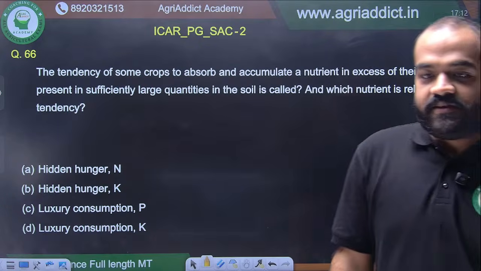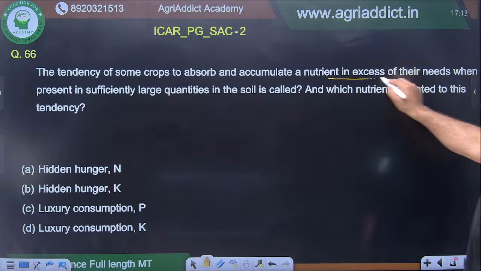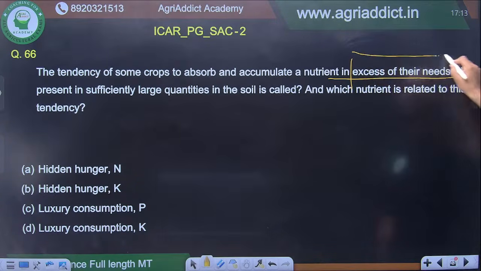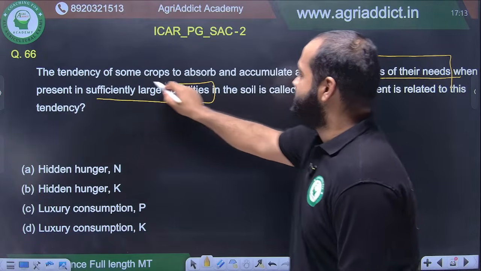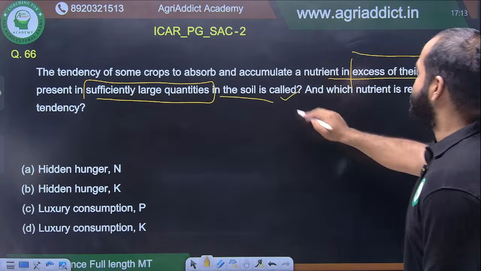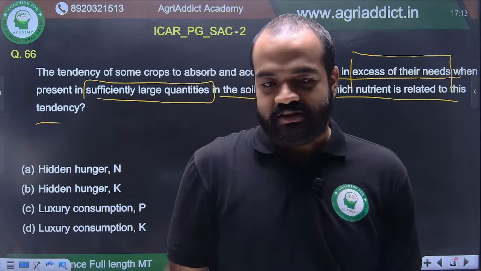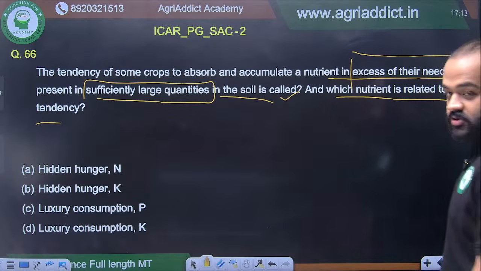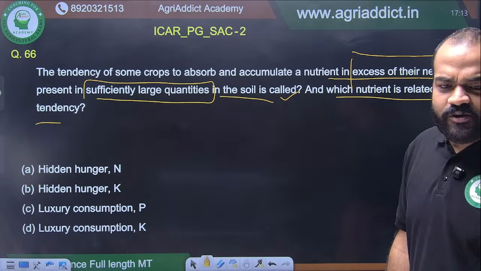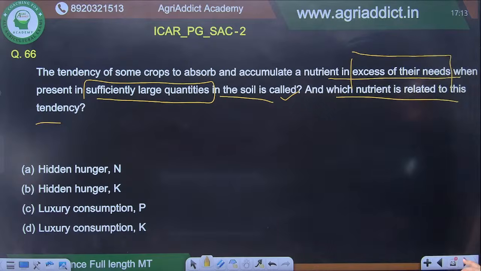The tendency of some crops to absorb and accumulate a nutrient in excess of their needs, more than required, when present in sufficiently large quantities in the soil, is called what? And which nutrient is related to this tendency? This is a very easy question. I can already see one answer. There is nothing much to say here. Exam is in 1 month. Yes, all of you are correct.